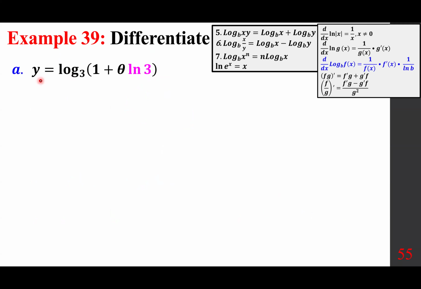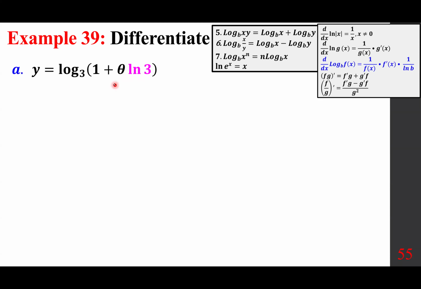Want to differentiate y equals log base 3 of 1 plus theta ln 3. There are a couple of different ways of approaching it. Let's just approach it the way it is. Number one, you're going to ask yourself, can I decompose? Can I simplify this log? The answer is no. So to differentiate, I don't want to say y prime. I can, but theta is the independent variable, so I want to write dy d theta instead of y prime.